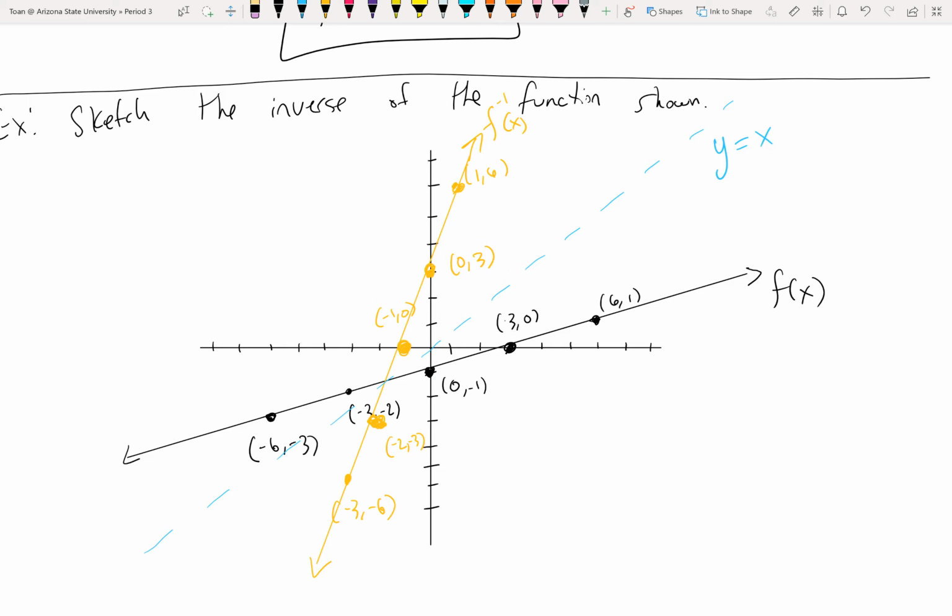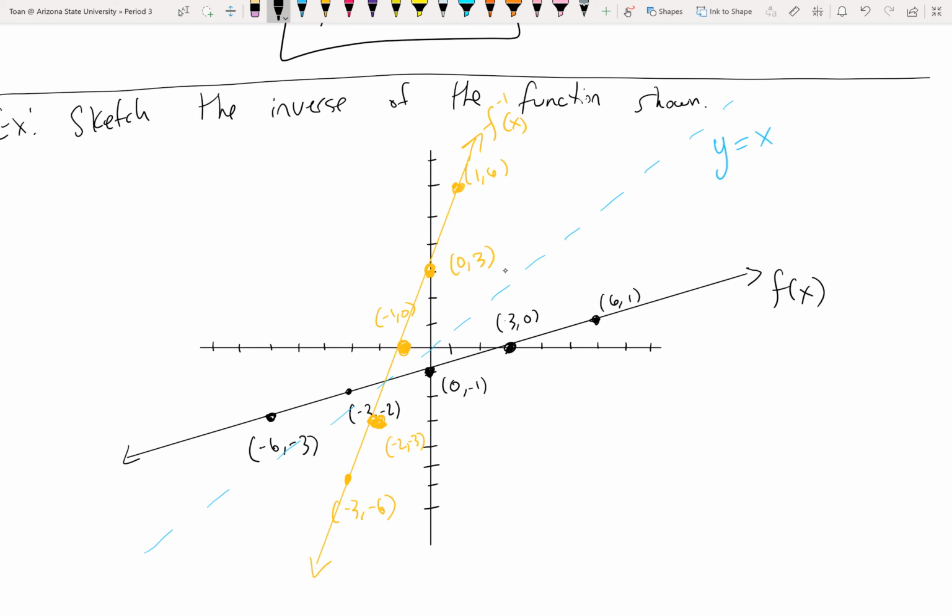So using that idea, we should be able to sketch inverses without needing the equation. I don't need to do all this work to find the equation. Just take a couple of points, invert the y's and the x's, and then you have the graph. Questions, comments, concerns? That's all we need to know about inverses.